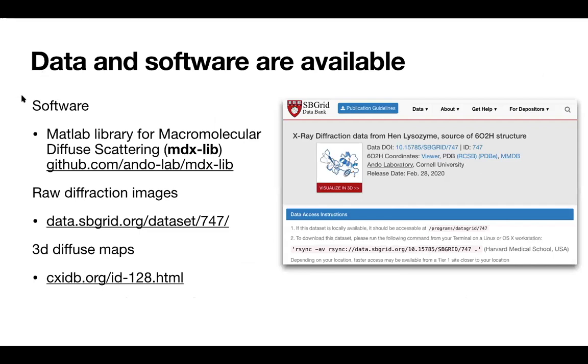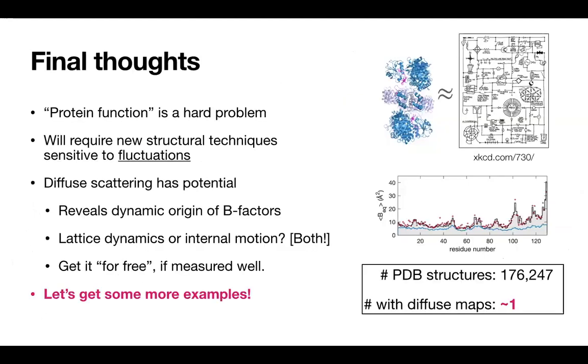Okay, so that's it for results, but I just want to point you to the fact that our diffuse scattering data and all the software are freely available on the internet. The software is on GitHub. It's a library written in MATLAB. The raw diffraction images have been deposited on the SBGrid databank, and that's shown here. And our 3D diffuse maps have also been deposited on the CXI-DB, so you can download those.